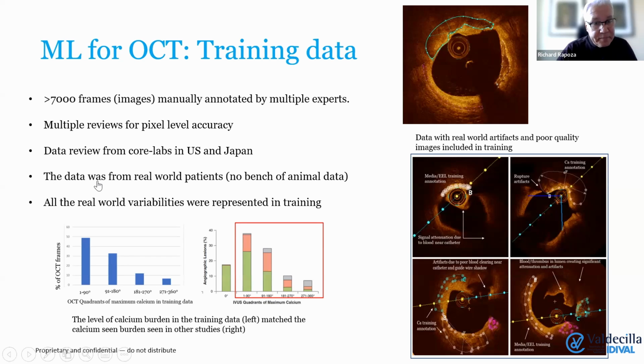And then the data was from real-world patients, of course, all gathered from various Illumien trials, plus additional supplemental data that we got from the core labs. And then all real-world variables were represented in the training as well. So anything around different diseases, percent diabetics, different presentations in patients, all that was taken into account to make the data as inclusive as we could.